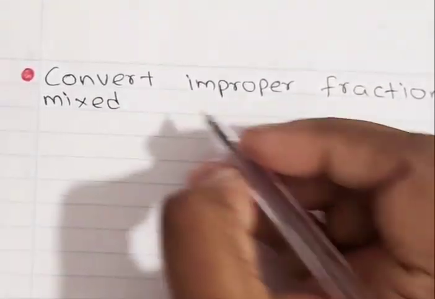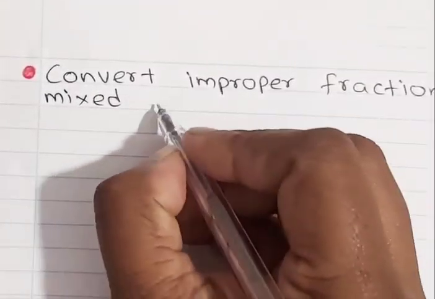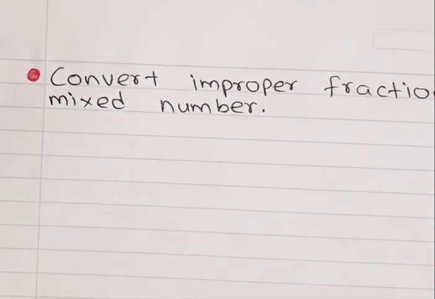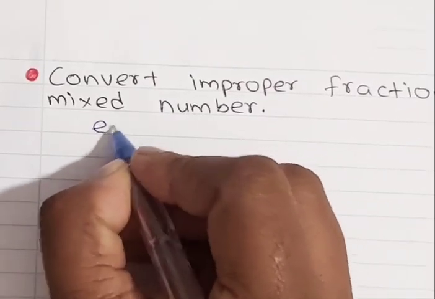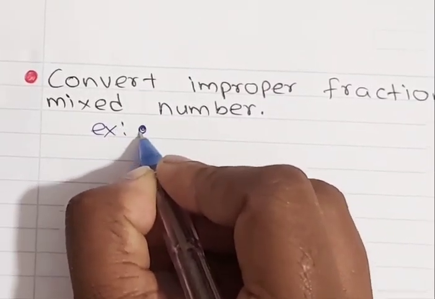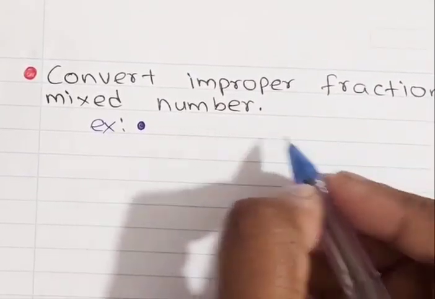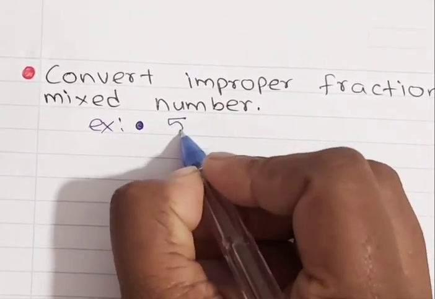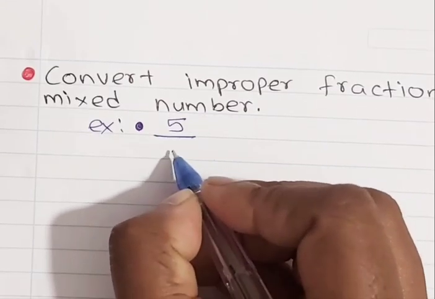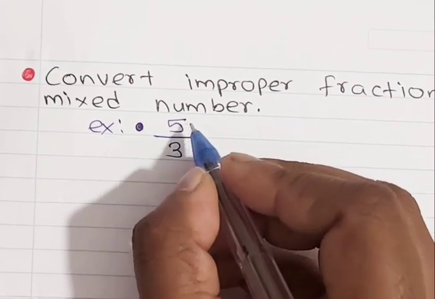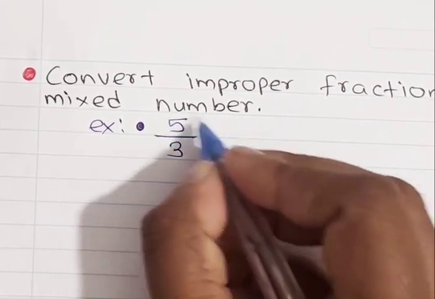So in here also I will explain 2 examples, so look at this carefully, right. In the first example, if I'm taking 5 over 3, the numerator value is greater than the denominator, no? So this is the improper fraction.